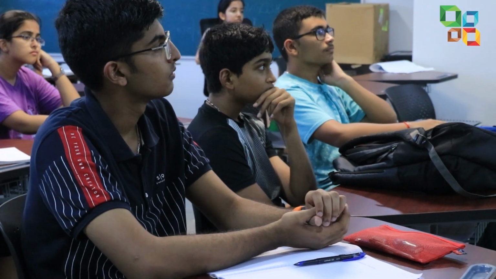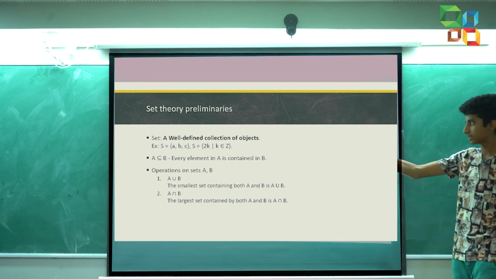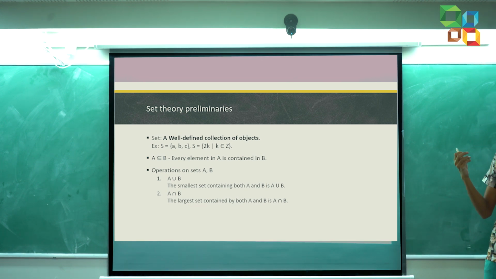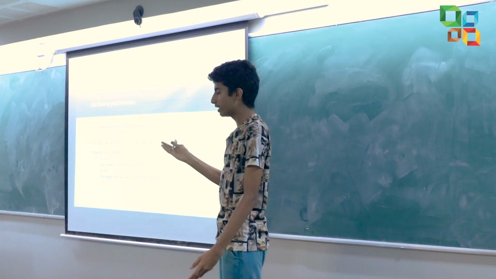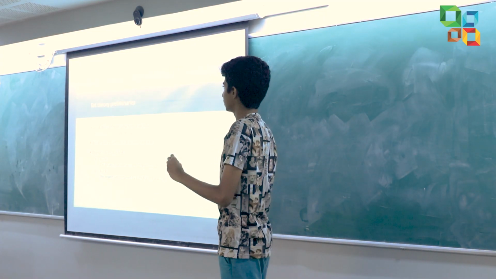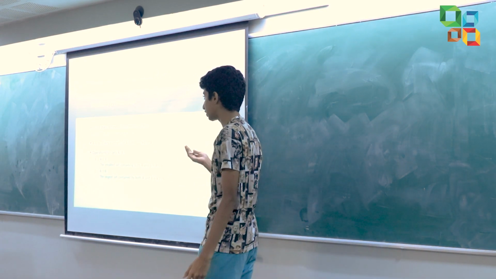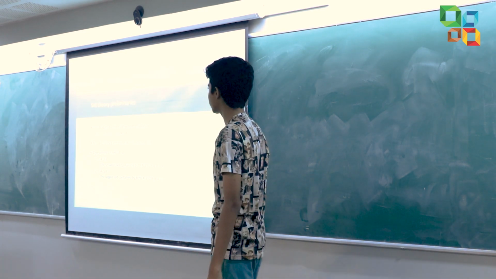Set theory preliminaries. A set is a well defined collection of objects. When we say well defined collection of objects, it means that either some element is in the set or it's not in the set. For example, in S = {A, B, C}, if you ask me whether D is in the set, it's clearly not. And if you ask whether C is in the set, yes, it is. It's well defined. Similarly, S = {2k, where k belongs to integers} is the set of even numbers. You can clearly say whether a number is in the set or not. 2.5 is not in the set because it's not even an integer. 1 is also not in the set because it's not even, but 2, 4, 6, 8 are all in that set.